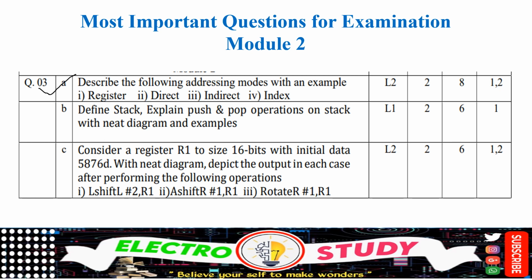Each of the marks: register 2 marks, direct 2 marks, indirect 2 marks, index 2 marks. So each subheading will have 2 marks and with an example carries another 2 marks. So totally it will carry 10 marks. Here, whatever the marks that have been specified, please don't mind. This is all for 10 marks.